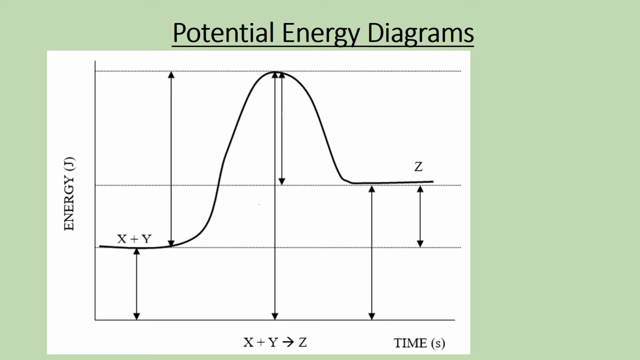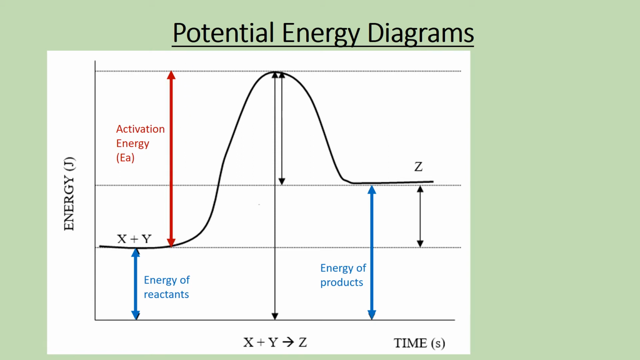First, the parts. This arrow down here represents the energy of the reactants. Over here, we have the energy of the products. This arrow represents the activation energy of the reaction, and that means how much energy you have to give the reactants to get them up over this hump.